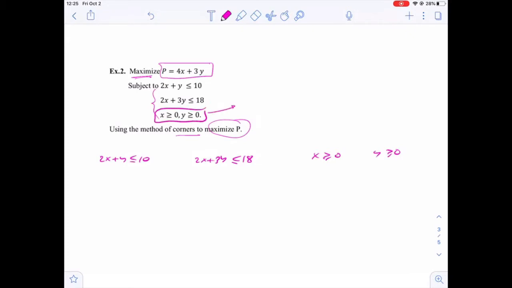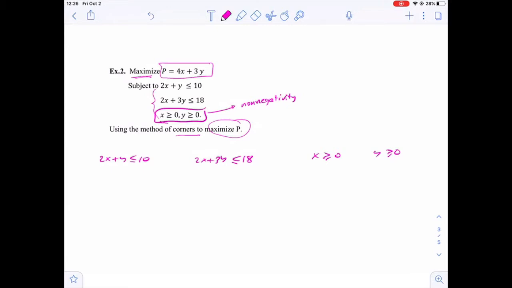Those two conditions here, x is greater than or equal to 0, y is greater than or equal to 0, are called the conditions of non-negativity. Because usually x and y, in many cases, denote the number of items. So the number of items cannot be negative. That's why we suppose that x and y are non-negative. It can be 0, it can be greater than 0, but the number of items cannot be negative.